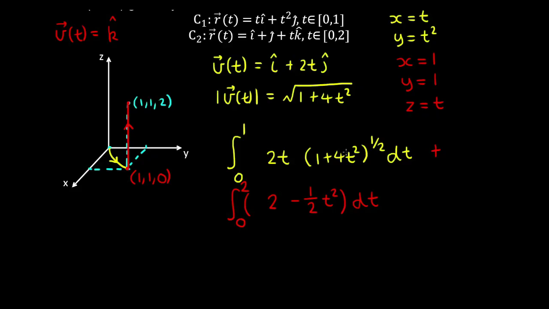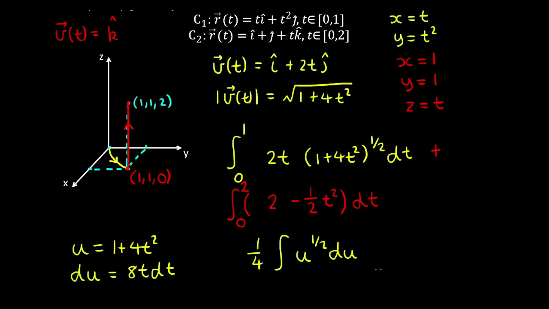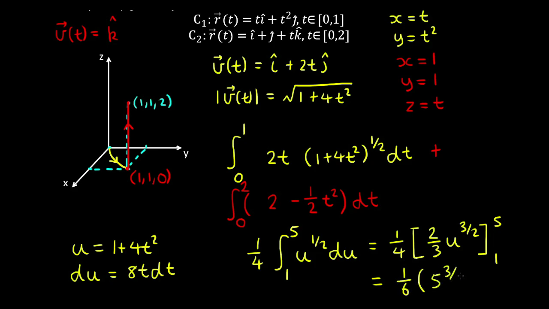So we can evaluate the first integral by substitution. So we have u is 1 plus 4t squared. So du is 8t dt. And we can rewrite this integral. So we have 2t dt is du on 4, and we're integrating u to the half over u. So when t equals 0, u equals 1, and when t equals 1, u equals 5. So this integral evaluates to 1/4 by u to the 3 on 2 on 3 on 2, which is 2/3 u to the 3 on 2, evaluated at u equals 1 and 5. So if we factor out 2/3, we get 2 on 12, or 1 on 6, by 5 to the 3 on 2 minus 1.